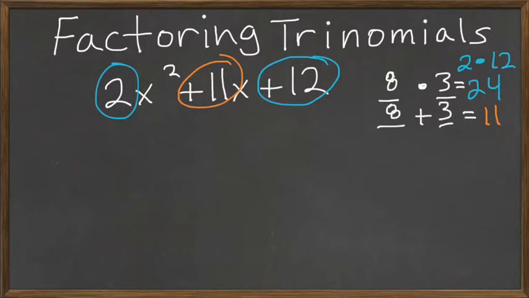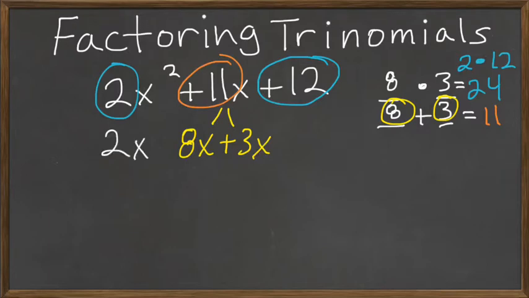8 times 3 is 24. 8 plus 3 is 11. Then we're going to use those to break down this 11x. We're going to rewrite it as 8x plus 3x. And we just bring down the rest of it. We get 2x squared plus 8x plus 3x plus 12.